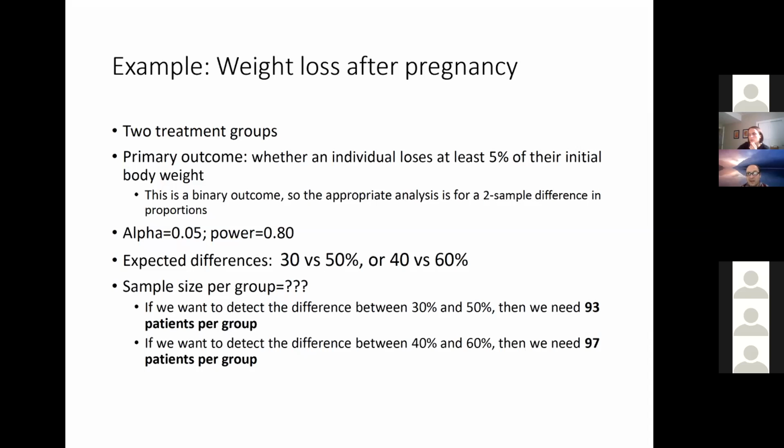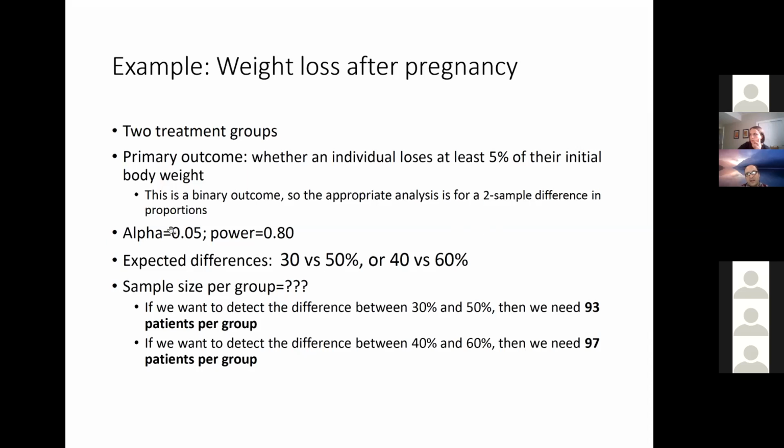Because this is a binary outcome, we think through this and understand that the appropriate analysis would be a two sample difference in proportions, because that's the appropriate test when you have a binary outcome, because the parameters that you're estimating are proportions. So within each group, you're going to estimate the probability of losing at least 5% of initial body weight. And you're hoping, I assume, that you have a higher probability of this event in the treatment group versus control.